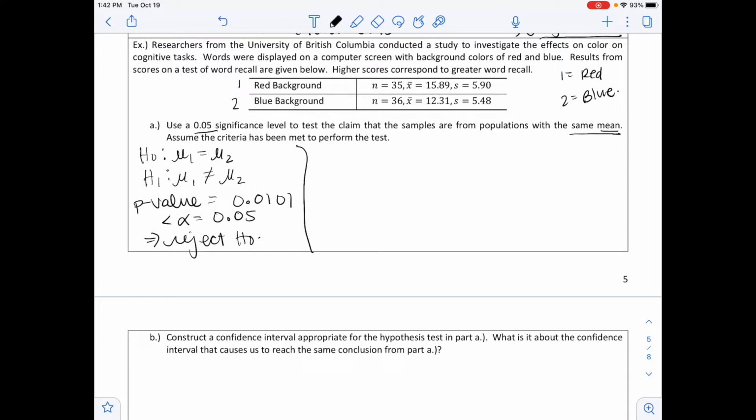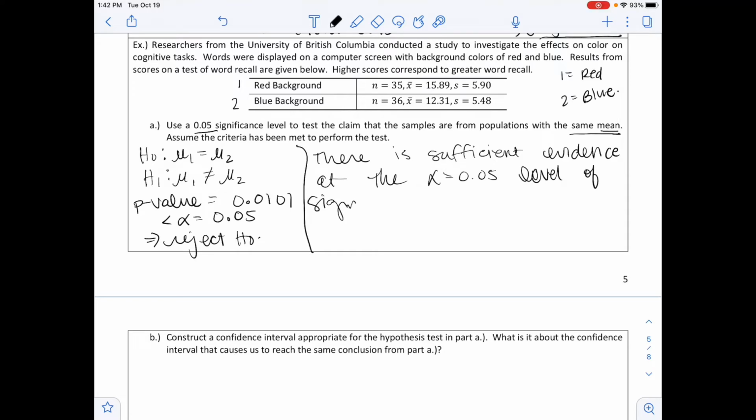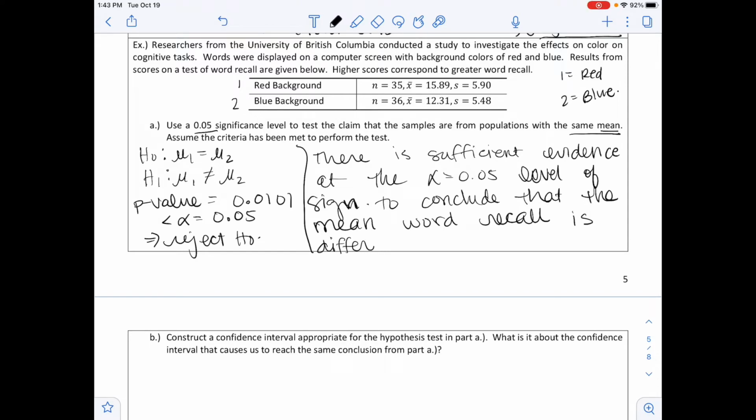And so then we need to write our conclusion. So there is sufficient evidence at the alpha equals 0.05 level of significance to conclude that, and what we're talking about is the mean word recall, is, and they're not equal in my alternative hypothesis, so we'll say that the mean word recall is different for red and blue backgrounds.